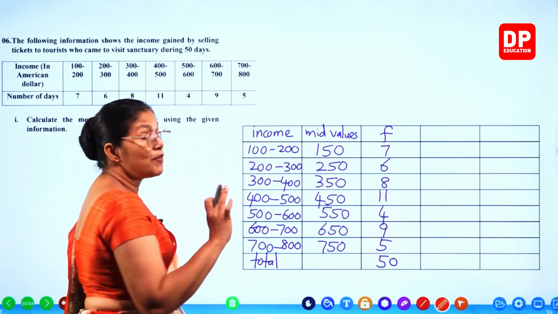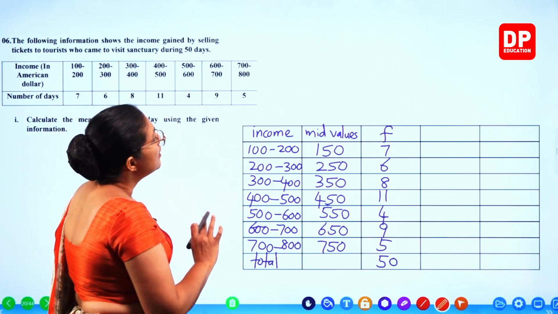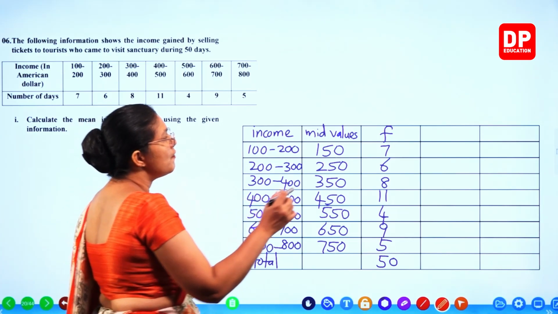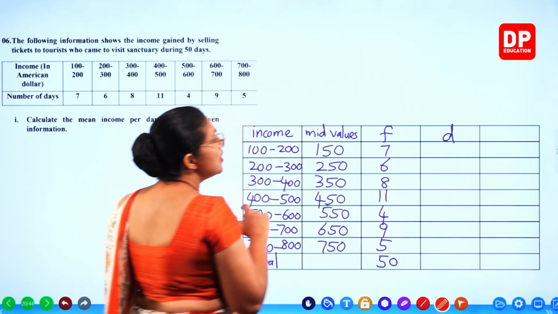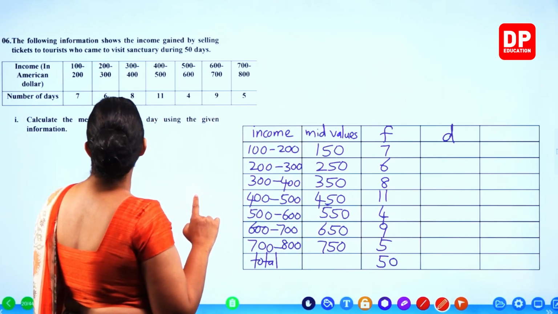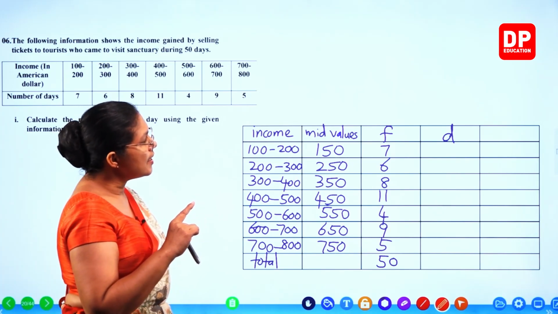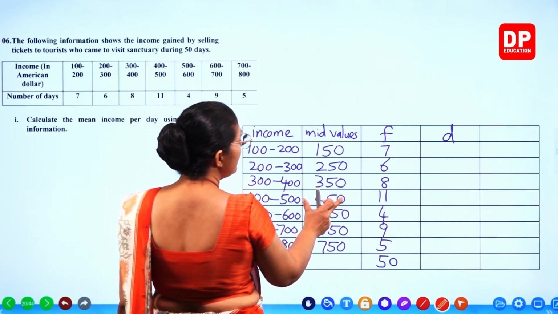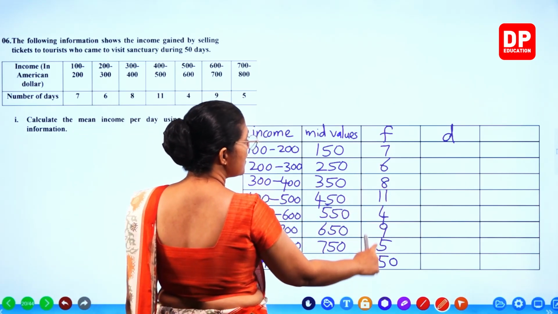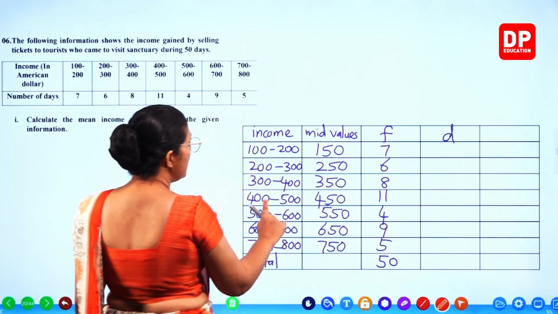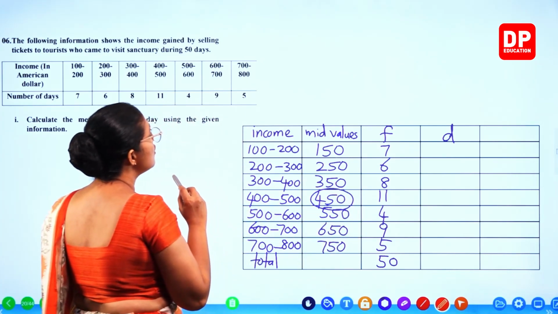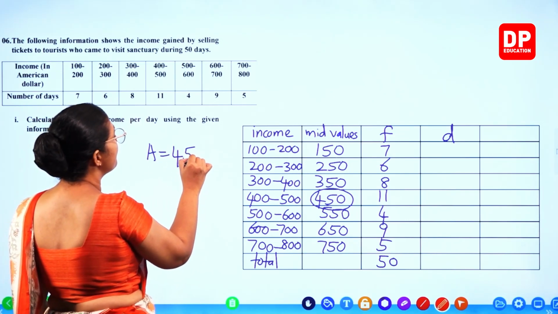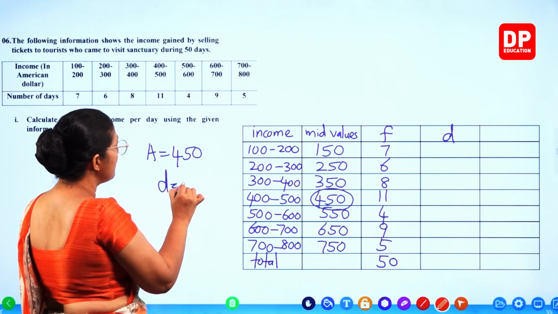Here they have not given to use deviation method, but we'll use it. It's the easiest way. So we'll find out the deviation using assumed mean. So which one we can take as assumed mean? Normally we take the mid value of the model class, one which has the highest frequency. So 11. So mid value is this. So assumed mean we can take as 450.